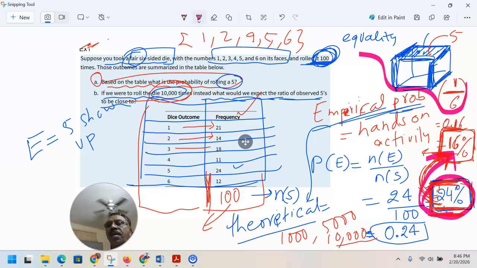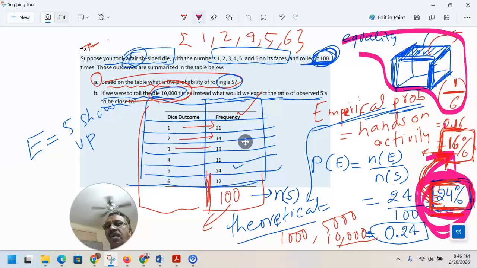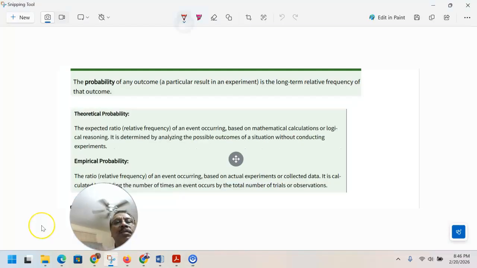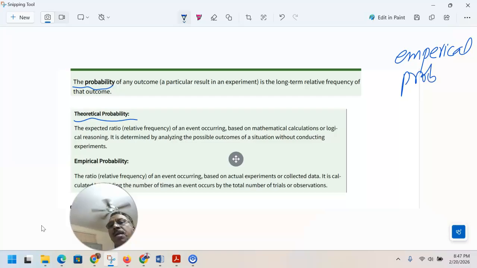This is theoretical probability, and I'm still trying to show you to understand that this is the hands-on activity, which is empirical probability. So let's go directly to the definition, which says here it is. You can see, here, theoretical probability. Oh, empirical is spelled E-M-P-I-R-I-C-A-L. Empirical probability. I think earlier I wrote it wrong.